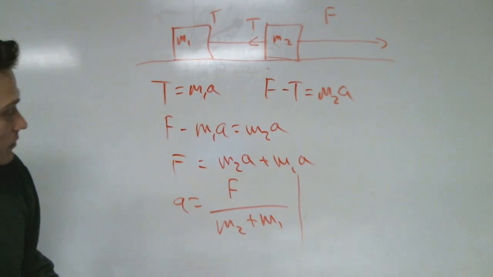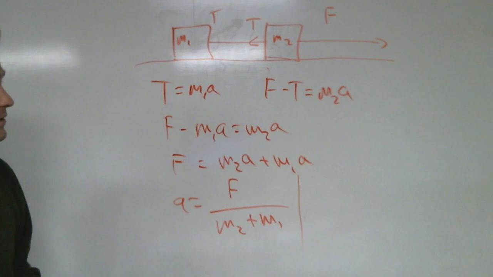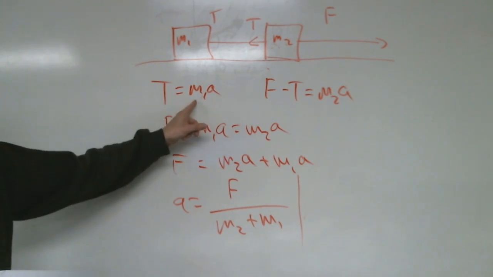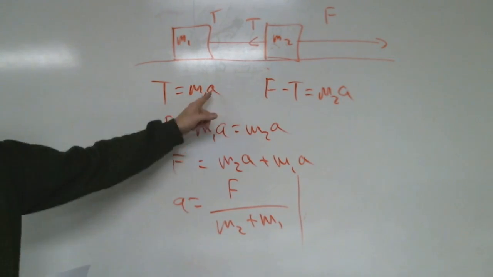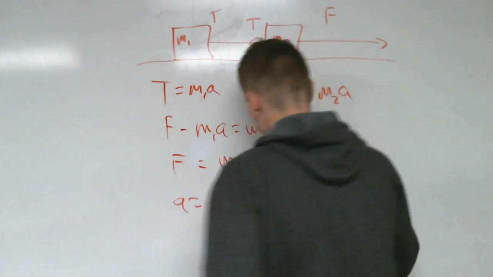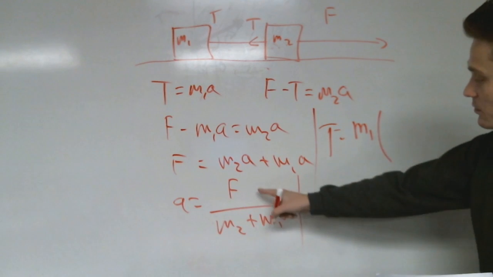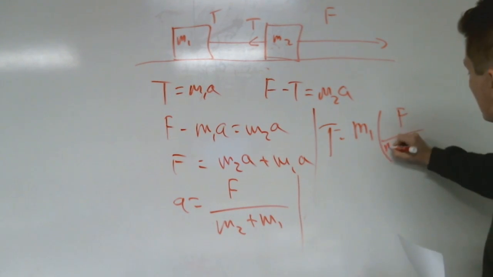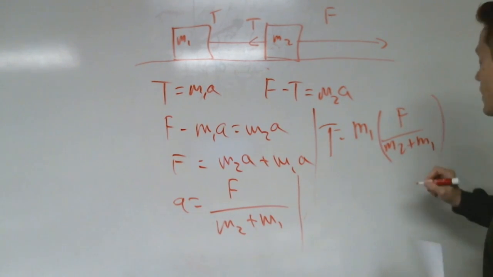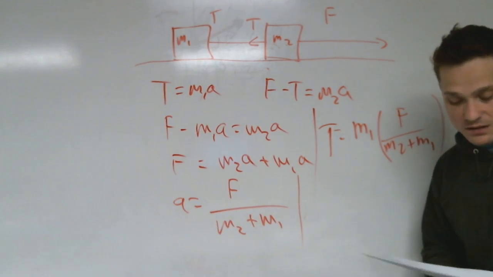All right, and now at that point, the next step is to derive an expression for the tension. So tension equals m1a, so you replace a with this. In other words, you'll have the tension equals m1 and replace a with that. So you'll have F over m2 plus m1, and there's the expression for the tension, and that is it.